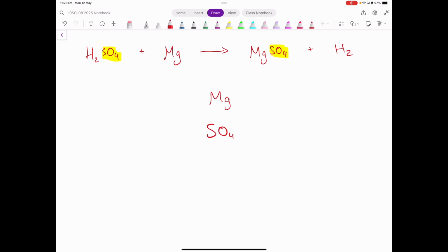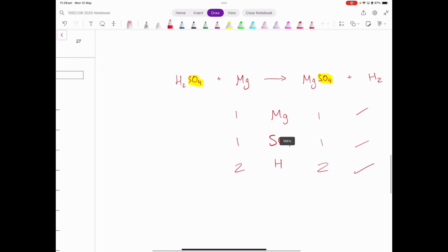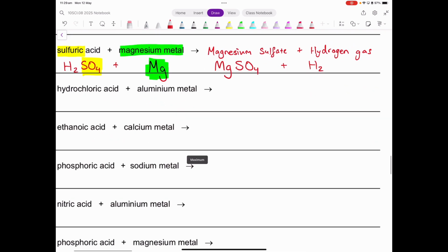Our final thing, what is our final element that we need to make sure is balanced here? Great, hydrogen. Right now, how many magnesiums do I have on my reactant side? 1. How many magnesiums on my product side? How many sulfates, SO4, on my left-hand side? 1. How many on my right? How many hydrogens on the left? 2. And how many on the right? Great. So is everything balanced right now? It certainly looks like it. So that is my final answer.